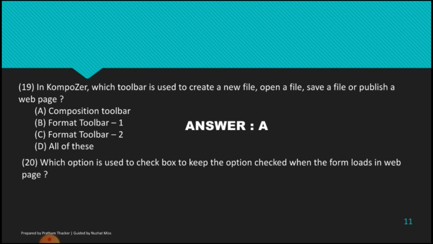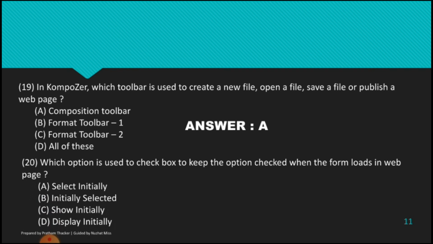Question number 20. Which option is used to check the checkbox to keep the option checked when the form loads in web page? Option A select initially, option B initially selected, option C show initially, or option D display initially. Answer is B initially selected.